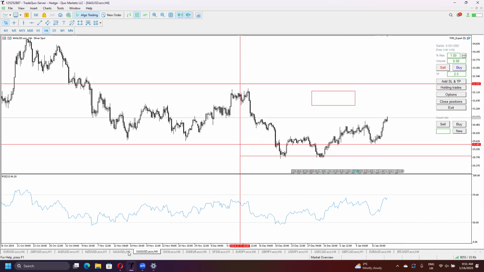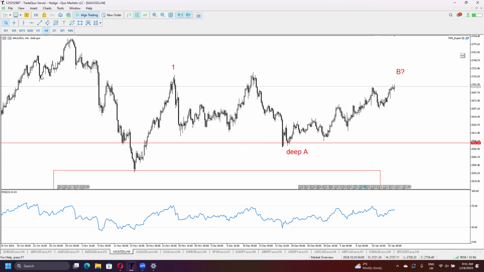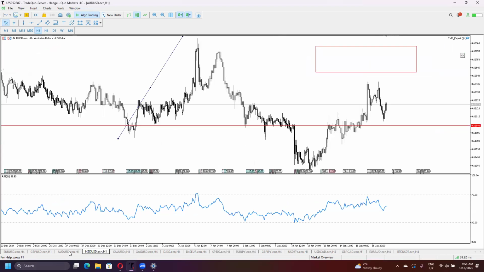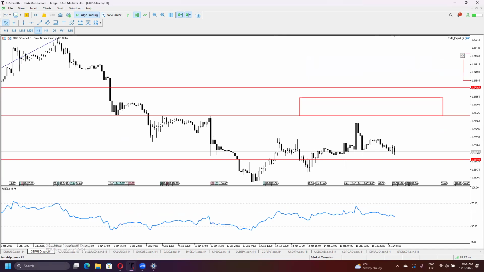Silver standby mode. Gold, another B, new B, and we have to wait for the candle formation and potential shape of the flat correction for now to buy it. NZD USD standby mode, the price came back to the level of 1 to 1. Audi USD potential buys here. GBP USD. Okay, the price is super close to do what we want them to do.